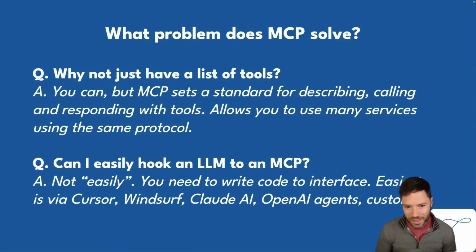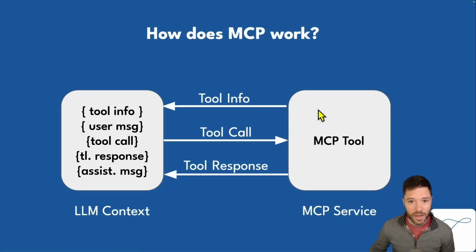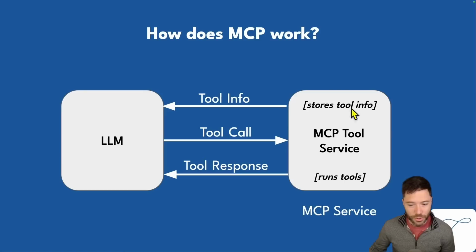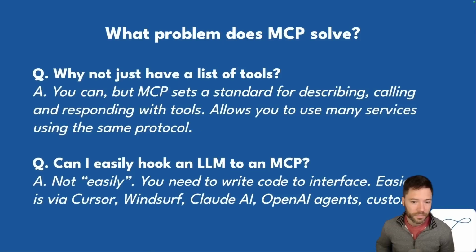Now, why not just have a list of tools? This is one of the most common questions in MCP, and the answer is, well, you can, and probably in a lot of cases, it's simpler just to have a list of tools rather than setting up this independent tool service here. You could literally just store the tool information like this. You could store it in some JSON over here inside your code where you're running the LLM. You could also store the Python code to action the tools somewhere over here in the repo that's calling the LLM. But MCP provides a standard for how you store this info and run the actions.